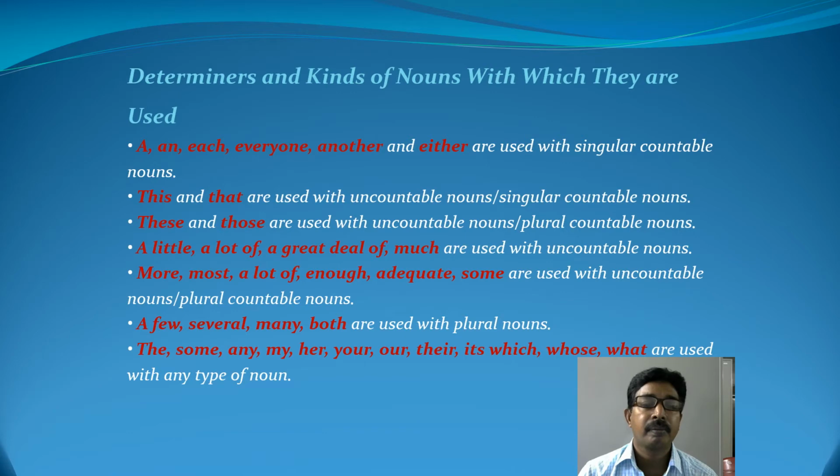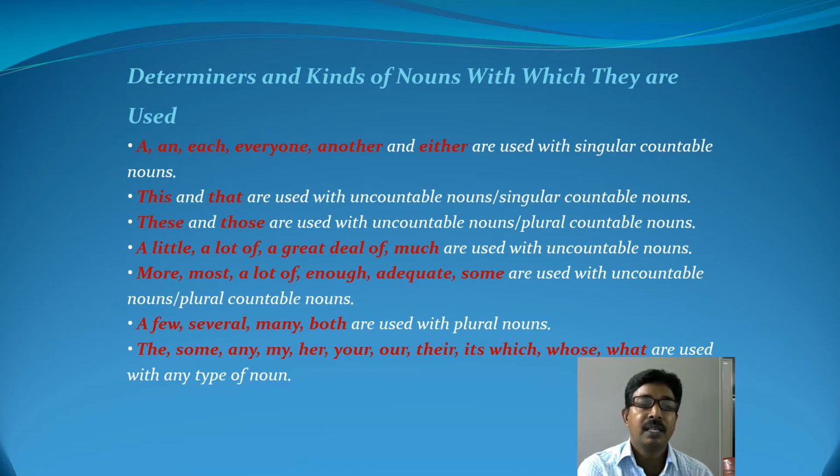Now, let us learn the determiners and the kinds of nouns with which they are used. A, an, each, every, another, and either are used with singular countable nouns. And the determiners this and that are used with uncountable nouns and singular countable nouns. And these and those are used with uncountable nouns and plural countable nouns.